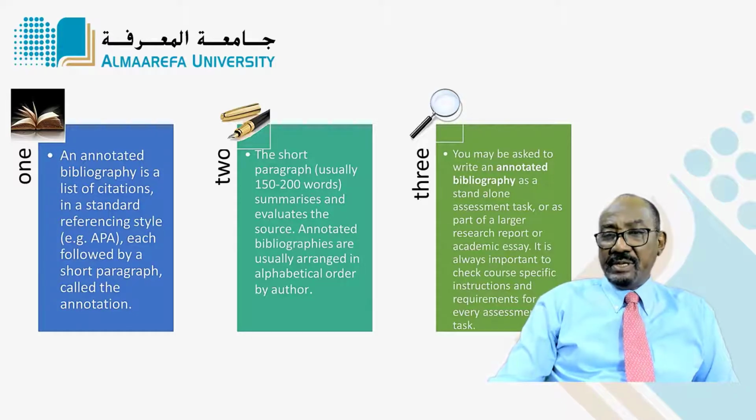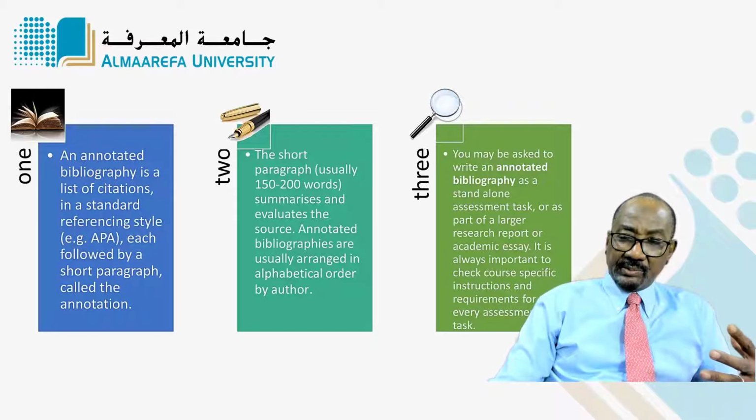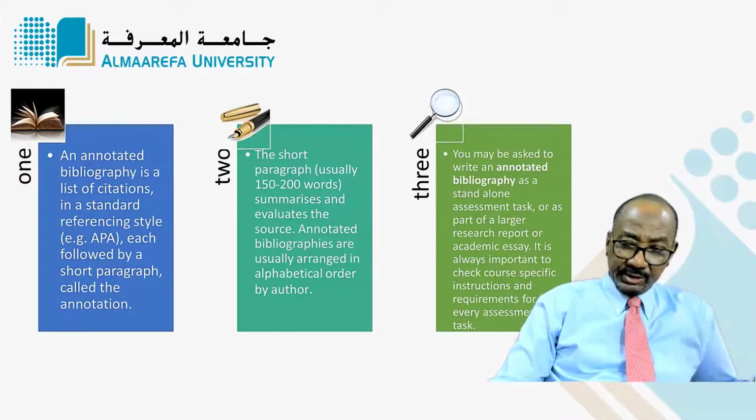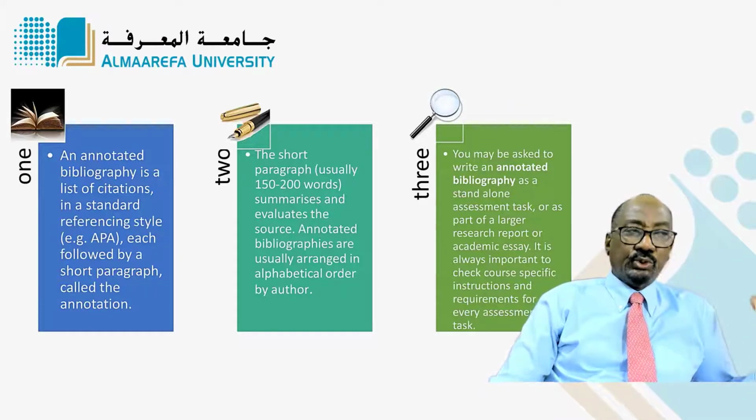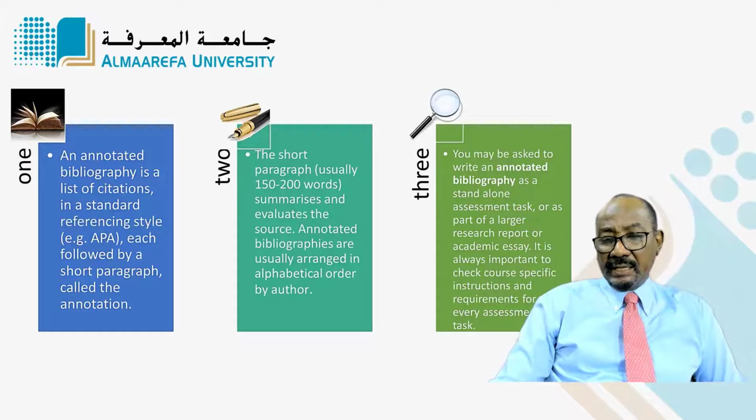Annotated bibliographies are usually arranged in alphabetical order by the author. And you may be asked to write an annotated bibliography as a standalone. Sometimes we ask you to write an annotated bibliography, not as a literature review for research. We want you to just evaluate a number of articles and write an annotated bibliography. This is different from the type of literature review you use for your research.